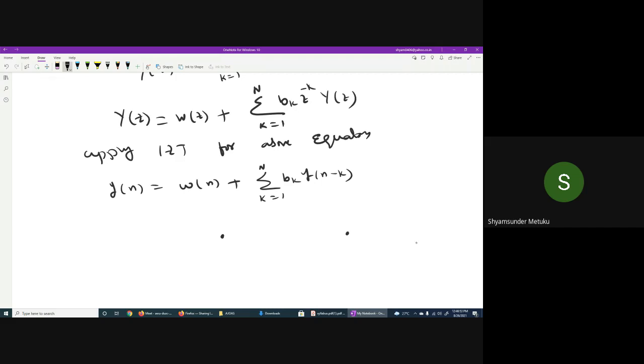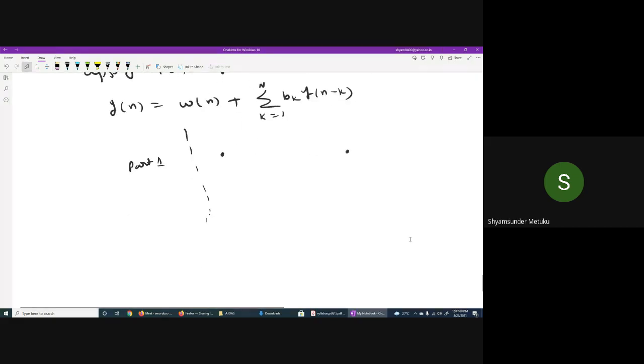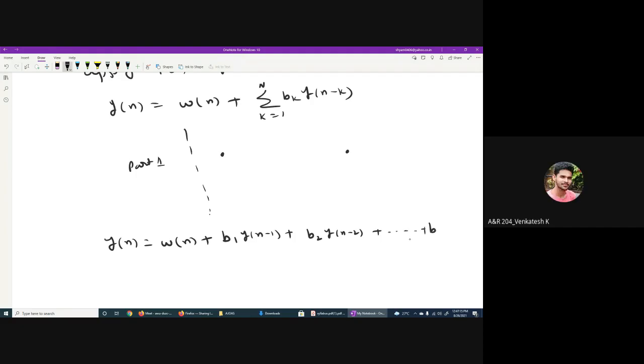Now I'm just into the second part. The first part I'm not writing. This is part 1, which we will add to whatever we got in the previous case. If I expand this, y of n is equal to wn plus b1 into y of n minus 1 plus b2 into y of n minus 2, up to how long? bn. So first, y of n is equal to wn.